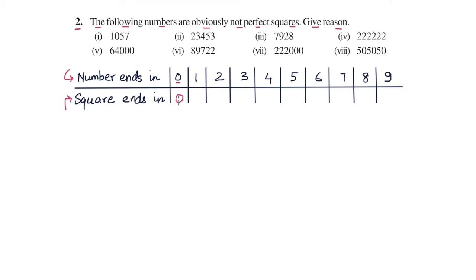So the unit digit will be 0. Now if the number ends in 1, then the square of that number will also end with 1, as 1 times 1 is 1. 2 squared gives you 4, so the square ends in 4. 3 squared gives you 9, so the square ends in 9. 4 squared gives you 16, so the square ends with, take only the unit digit, 6. So 6 will be your answer.